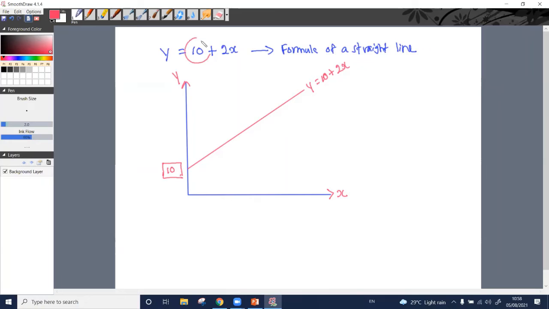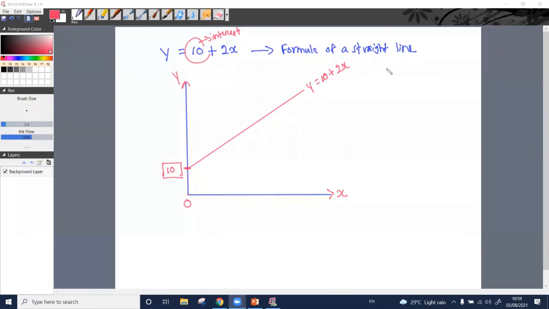What do you mean by this value? When the value of x is 0, the value of y is 10. This is what we call the intercept. Okay, right. So this is actually not what I wanted.